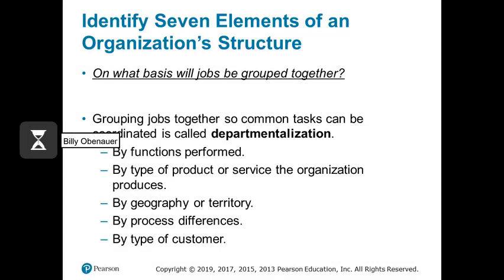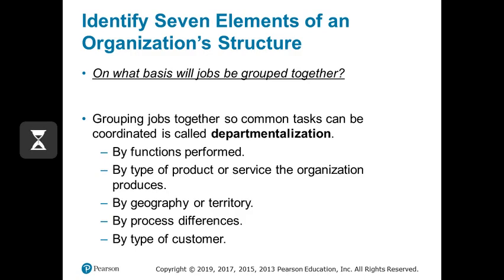Another important component to our structure is departmentalization. This is when we group our jobs together based upon the work that's being done. Sometimes we group by functions, and that would be like putting an accounting team together, putting a marketing team together, and so on and so forth. We also can group by the type of product or service that the organization produces.